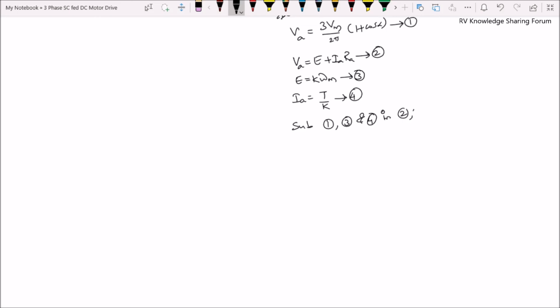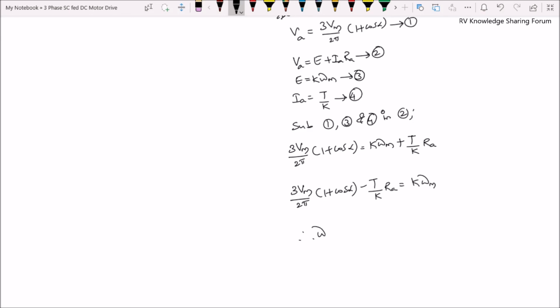So what will you get? Instead of VA we have to substitute 3 Vm by 2 pi into 1 plus cos alpha, which is equal to E, which is nothing but K into omega m, plus IA, which is nothing but T by K into RA. Therefore 3 Vm by 2 pi into 1 plus cos alpha. Bringing that T by K RA to the left hand side, it becomes minus T by K RA, which is equal to K into omega m.